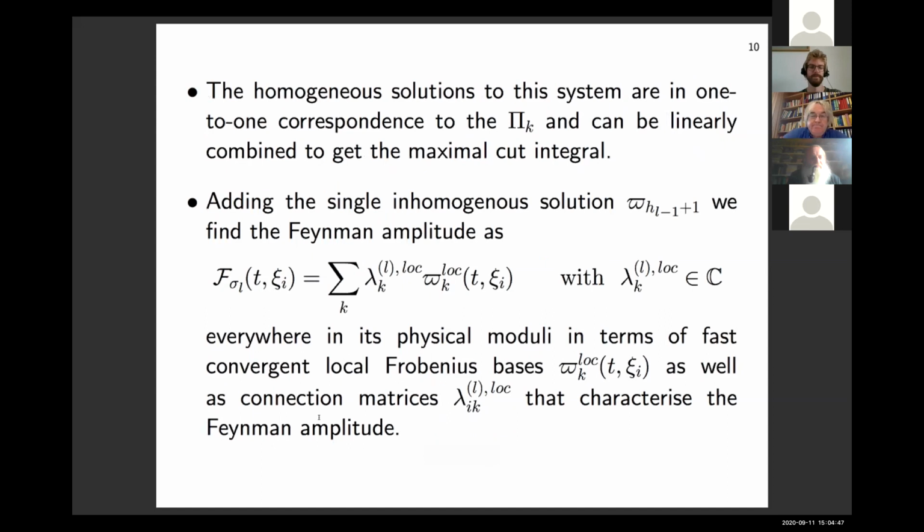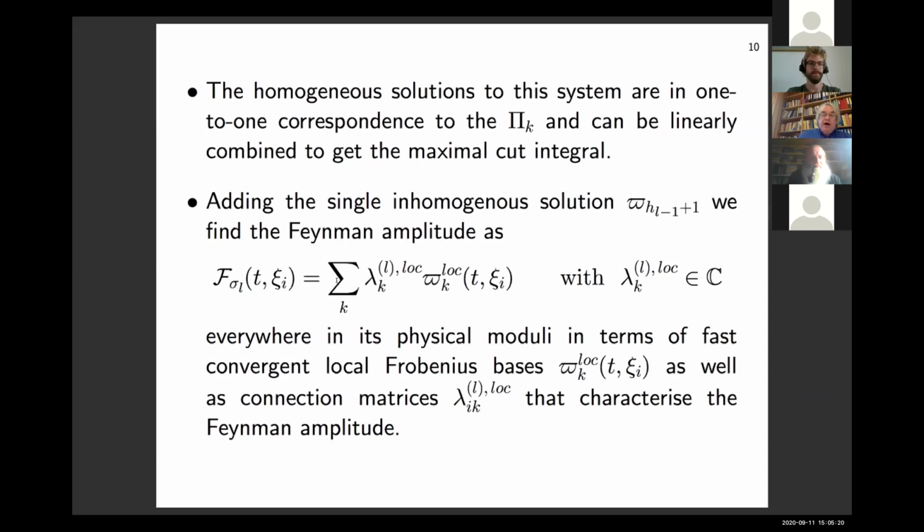So now you have this homogeneous solution to the system, which are in one-to-one correspondence to the periods on the Calabi-Yau, and they can be linear combined to get the maximal cut integral. And if you add the single inhomogeneous solution, you can now write the Feynman graph. So we have this basis here. This now runs from k equals 0 to L minus 1. So you get Frobenius spaces everywhere.